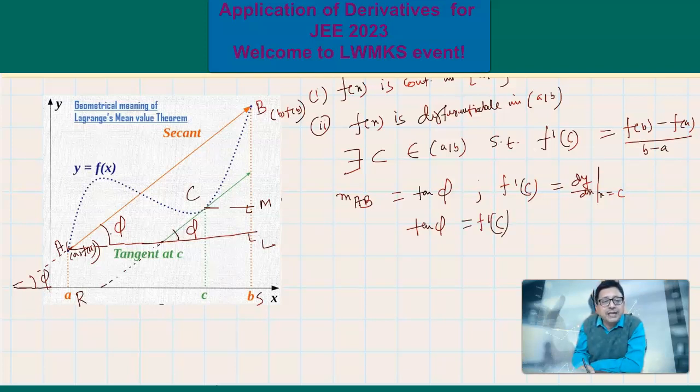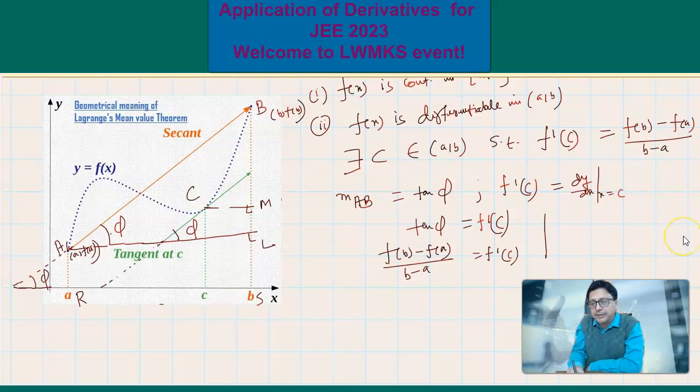And what is the value of tan phi in terms of this graph, this curve of the function y equal to f(x)? Tan phi is going to be what? The slope. This point has y coordinate f(b) and this point has y coordinate f(a). So tan phi is (f(b) minus f(a)) by (b minus a), equal to f dash c. So the slope of the tangent will be equal to the slope of the chord AB. This is the geometrical meaning of Lagrange's mean value theorem.